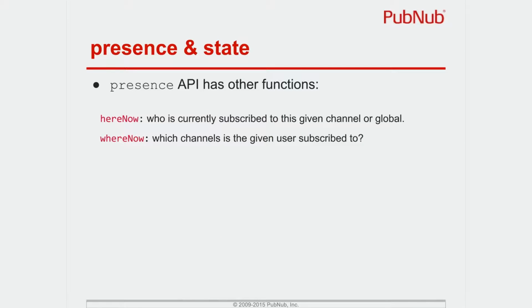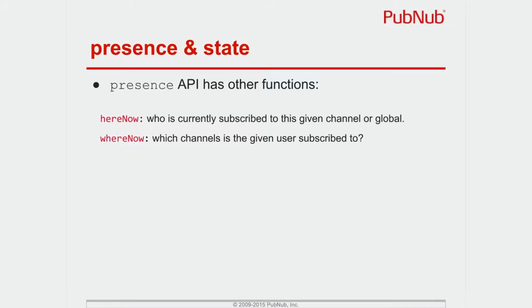Other methods that are available to you with presence and state are here now and where now. Our documentation page has some pretty good examples on here now and where now. Here now allows you to pass in the name of a channel and retrieve a list of the UUIDs or users on that channel. It also has the ability to retrieve global presence data. If you want to know who's on all channels associated with your instance of PubNub, you can pass, I believe, a nil channel, and that will return all UUIDs on all channels.